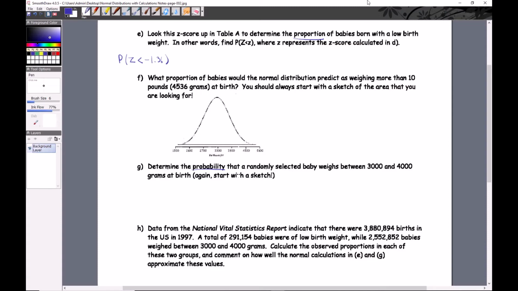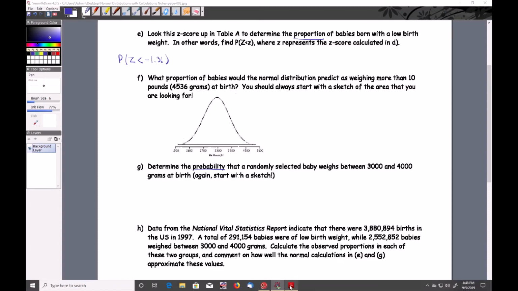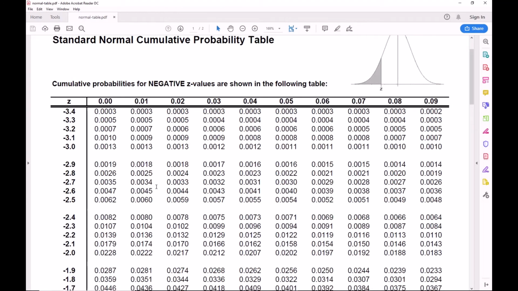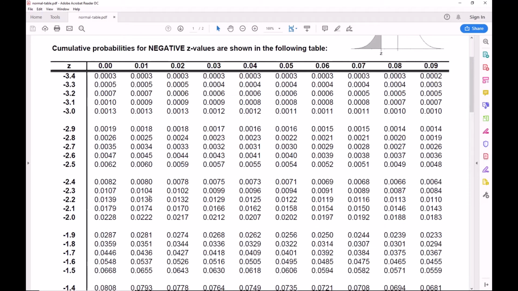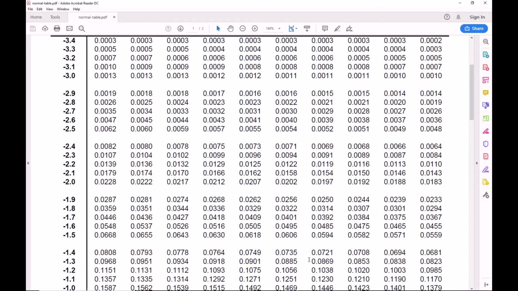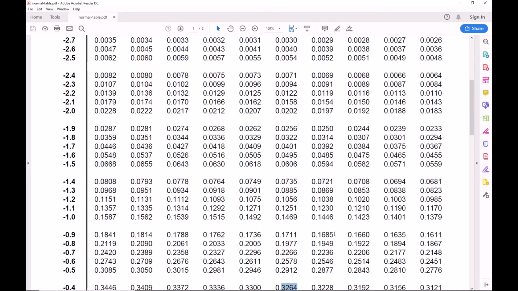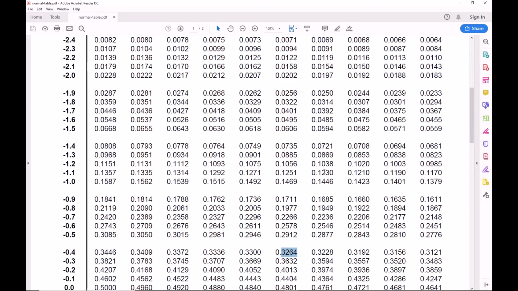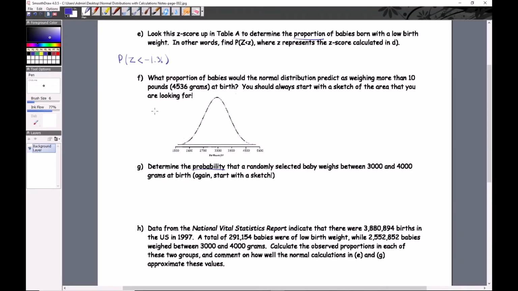I'm going to pop up this table again, and we want negative 1.3 and then come over to 6, right? This is the 0.06, and so there it is. Negative 1.36 is right here. Whoops, I didn't mean for it to pick all of them. So 0.0869.